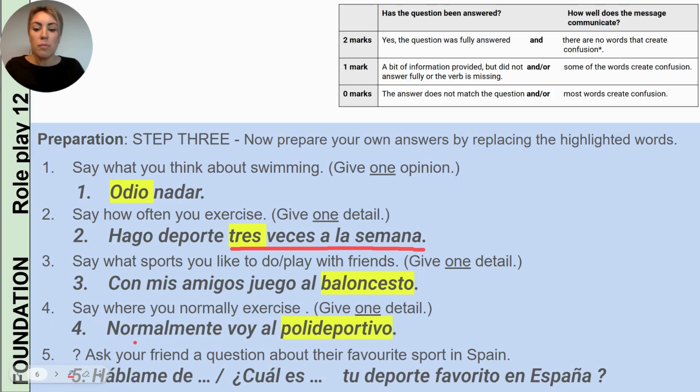Number 4, where you normally exercise. Normalmente voy al polideportivo. I normally go to the sports center. Could be normally I go to the gym, or normally I go to the park, or normally I go to school. That's where I do sports, so you change that with your own words. And then finally, you can choose for the question. Just choose, háblame de tu deporte favorito en España, o cuál es tu deporte favorito en España. I recommend you pause the video now and come back to me, and we'll go straight on to asking you the questions. Hasta pronto.